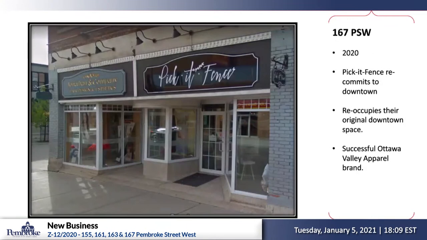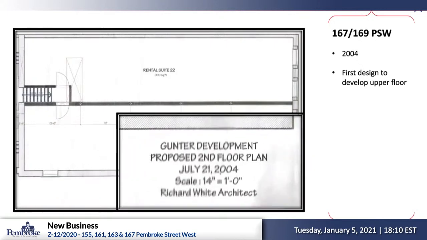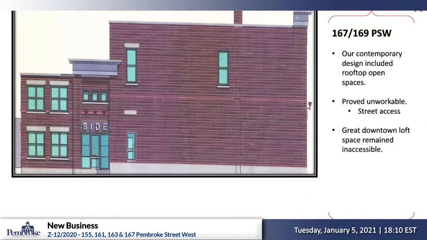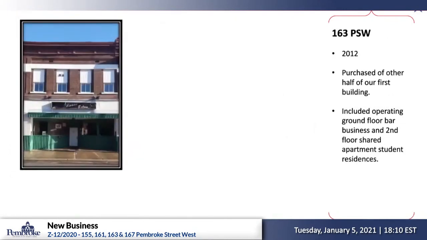Picket Fence moved from the mall to one of our locations and just recently opened up their new Ottawa Valley Apparel location in that same spot. And back in about 2004, I actually started to talk about and think about what to do with the second floor. I even went so far as having an architect do up some drawings, but it was a non-starter at that time. There was just no way to access the second floor of my one building from the street. Now, because we were kind of stopped there, we went ahead and as the buildings next door came available, we bought that. That was bought from Mr. and Mrs. Ward. And we bought the Lasso Live, the bar.